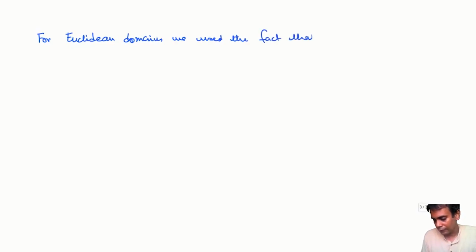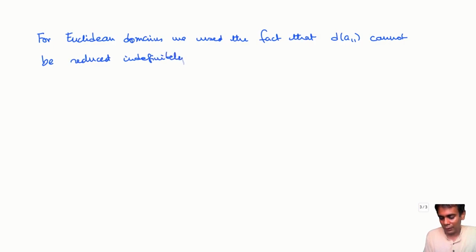For PIDs, we will just use the Noetherian condition. For Euclidean domains, we used the fact that d(A11) cannot be reduced indefinitely, because it starts with some finite value and the values it takes are all non-negative integers. So if you reduce it a finite number of times, you cannot reduce it any further.